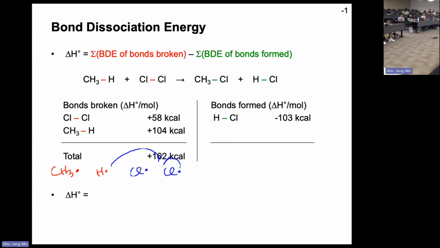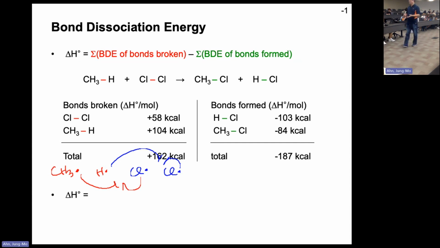When you make it, it releases about the same amount, right? That much energy is required to break a bond. When they make a bond, this much energy gets released, right? So by making HCl, you release 103 kilocalories. By making the carbon-chlorine bond, you release about 84 kilocalories. So all together, it becomes negative 25 kilocalories.